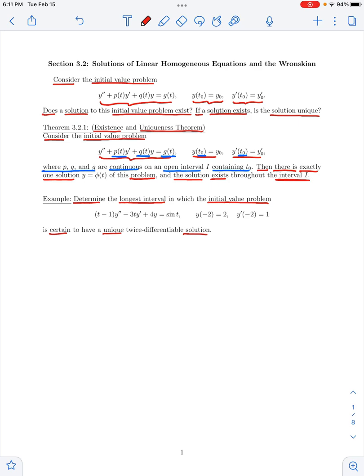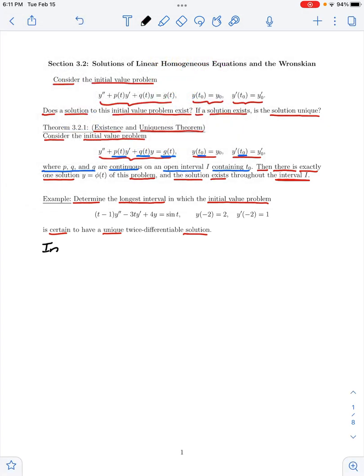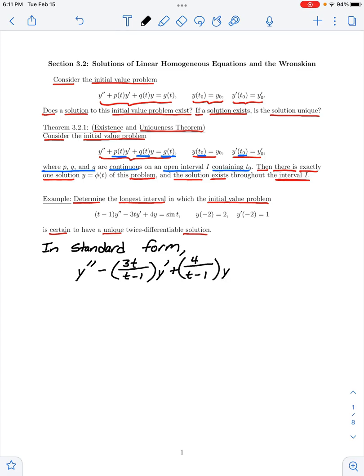So if I want to apply this theorem, Theorem 3.2.1, the first thing I need to do is rewrite my equation in standard form, the same form that it's given in our theorem. So let me start by saying if we rewrite this equation in standard form, well, we want our coefficient of y double prime to be 1. We want a 1 y double prime, which means that I need to divide my equation through by t minus 1. And this gives me y double prime minus 3t divided by t minus 1 times y prime plus 4 over t minus 1 times y is equal to sine of t divided by t minus 1.